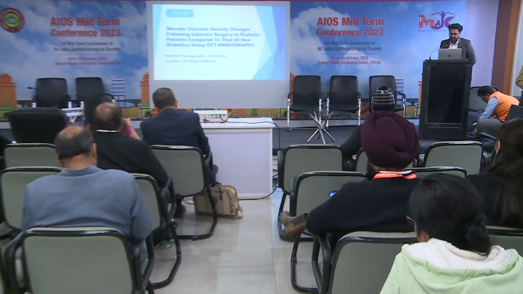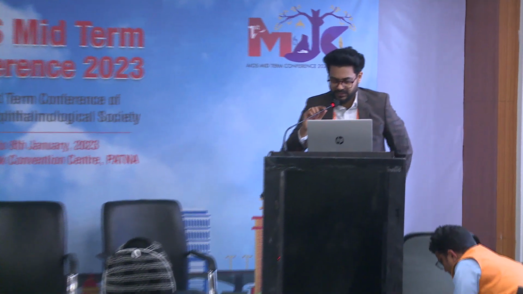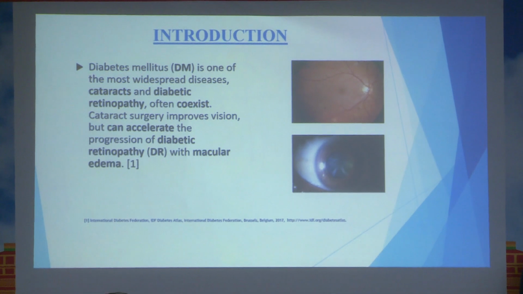Good afternoon, everyone. My name is Dr. Pratyush. I'll be presenting a paper on macular vascular density changes following cataract surgery in diabetic patients compared to that of the non-diabetics using OCT angiography. So as we all know, diabetes is one of the most widespread diseases causing cataract and diabetic retinopathy. Cataract surgery, on one hand, can improve the vision, but on the other hand, can accelerate the progression of diabetic retinopathy with macular edema.